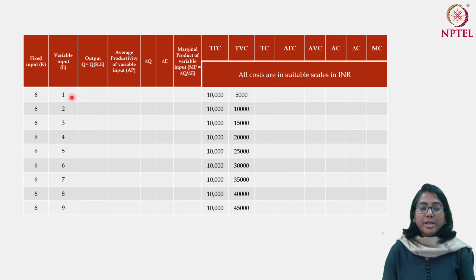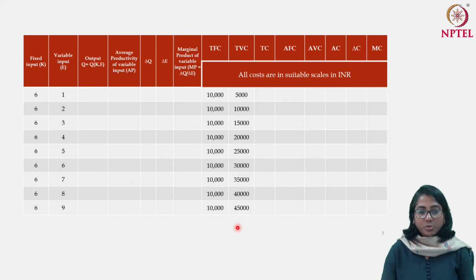So when you are putting 1 unit of variable input, that is 1 unit of energy in your production process, your total variable cost is 5,000. When you are putting 2 units of energy in your production process, your expenditure, that is total variable cost, is going to be 10,000. Similarly, when you are putting 9 units of energy, your total variable cost is going to be 9 multiplied by 5,000, which is 45,000 rupees.